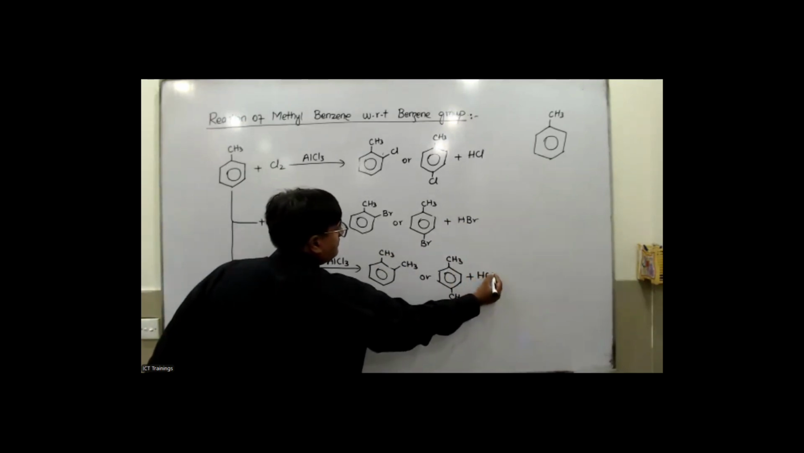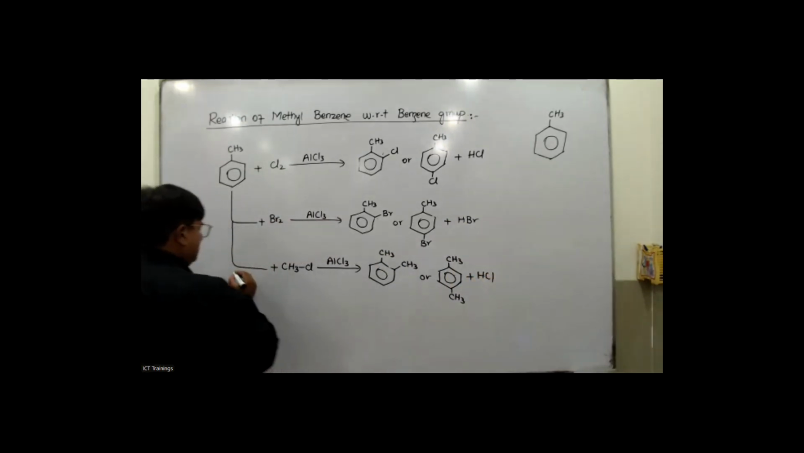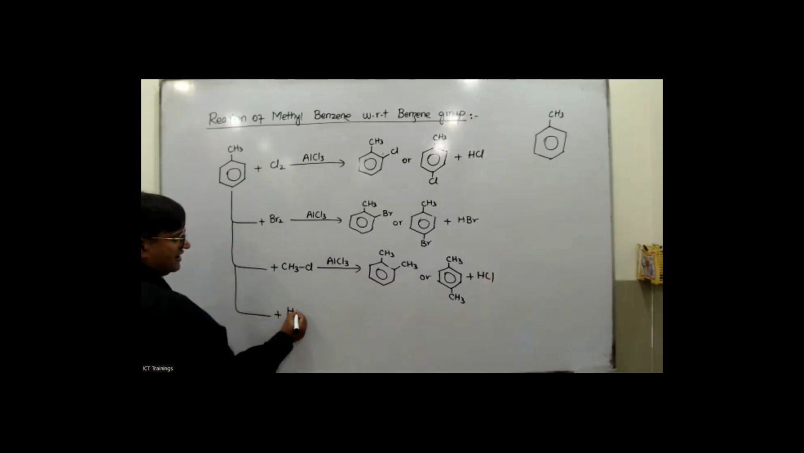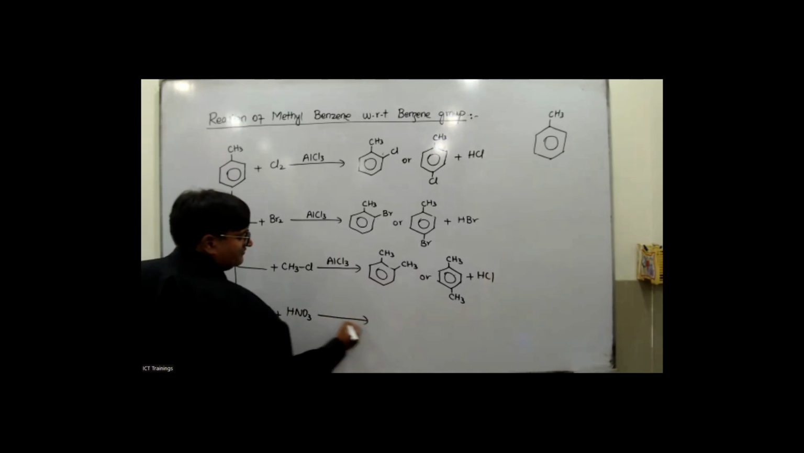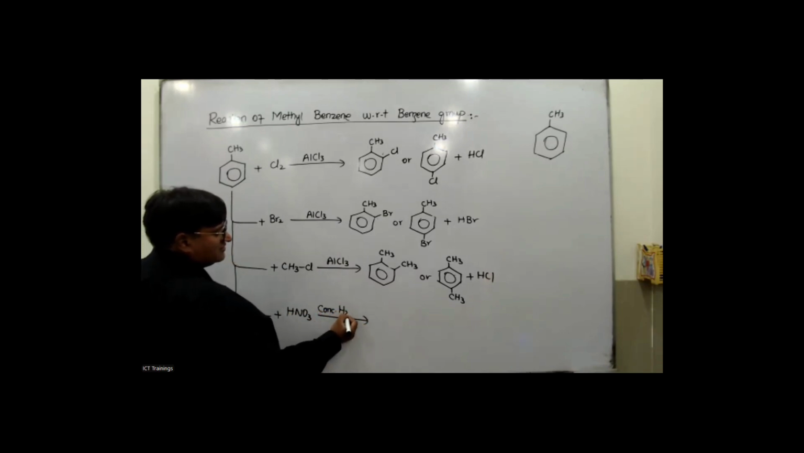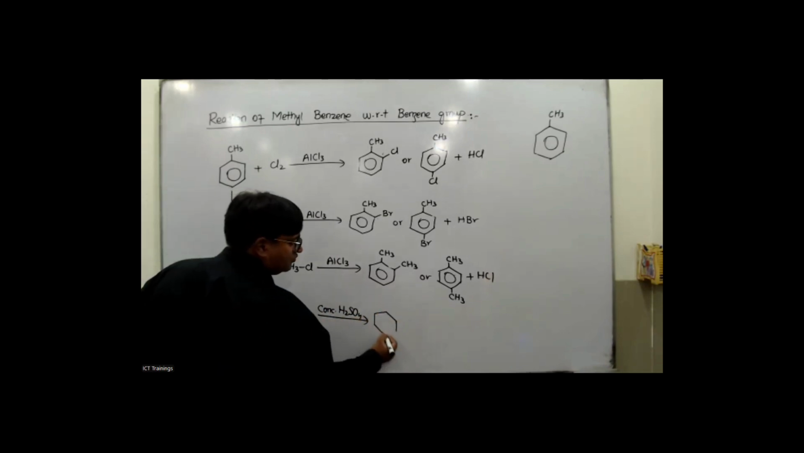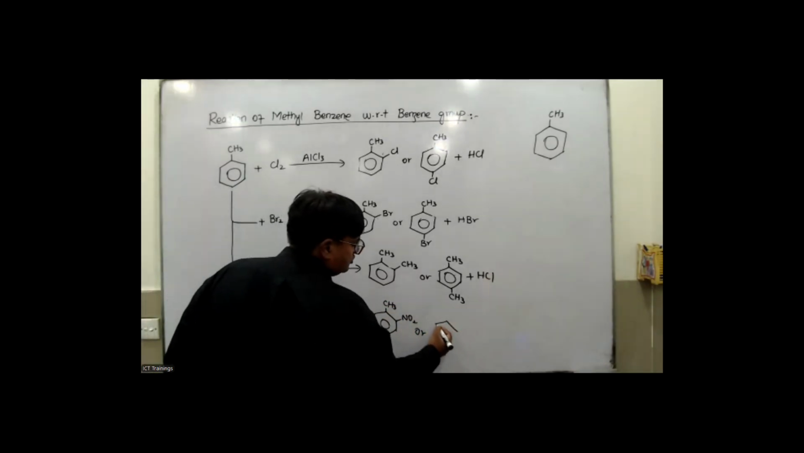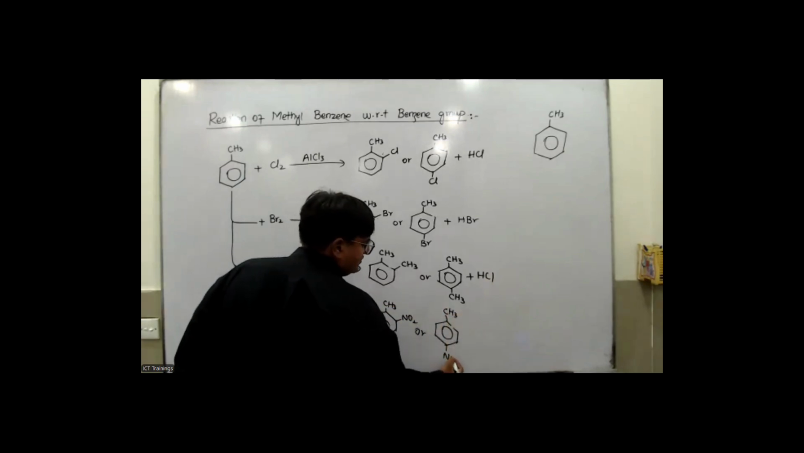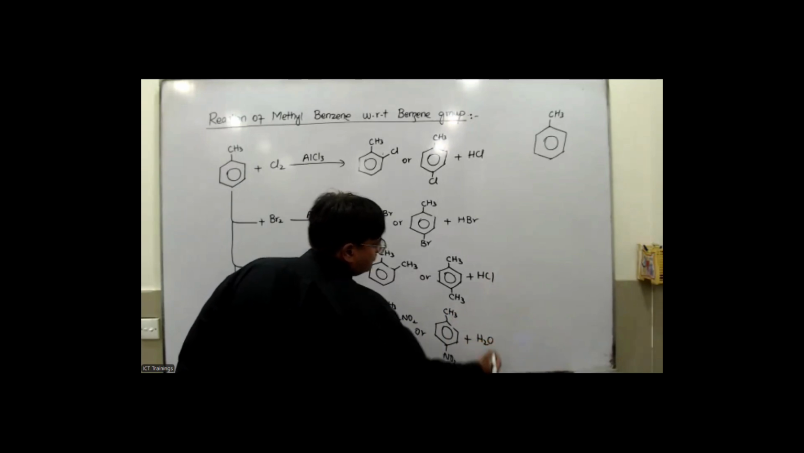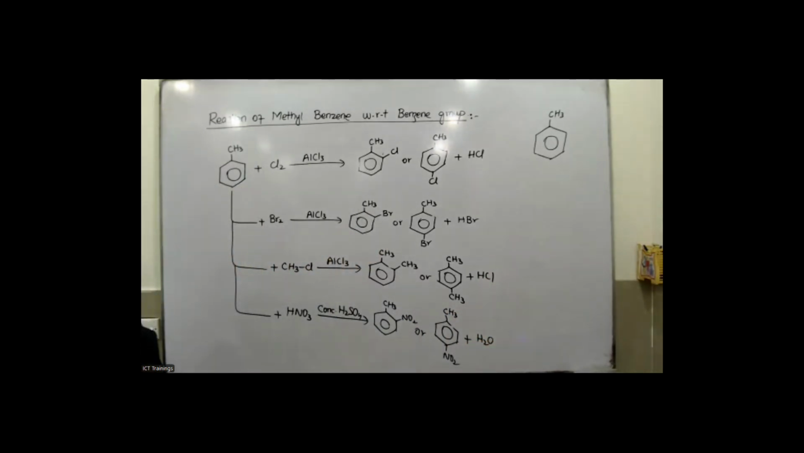with HCl. Okay. And the next one is HNO3, which is nitric acid. For that, we use concentrated sulfuric acid as a catalyst. In that case, the NO2 group will attach either on position 2 or on position 4, with CH3 on this position, and H2O is formed. Did you get it? Yes. So these are the same reactions.